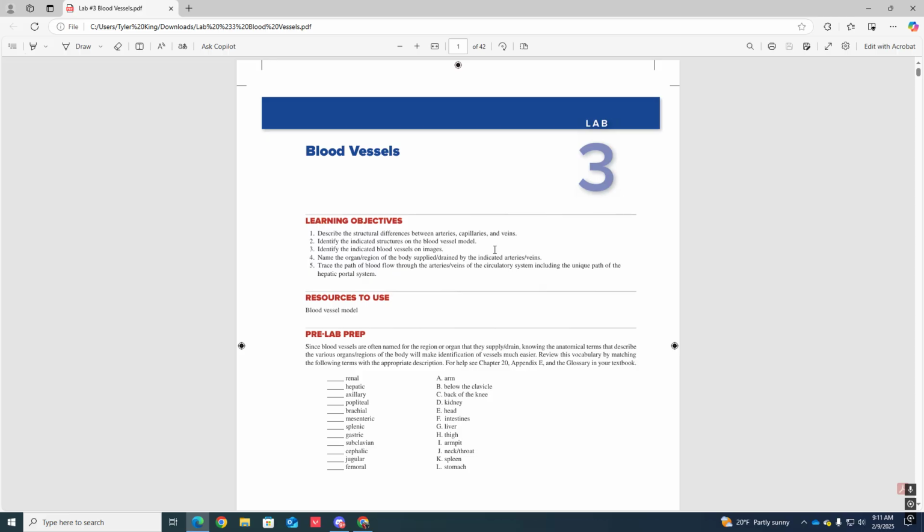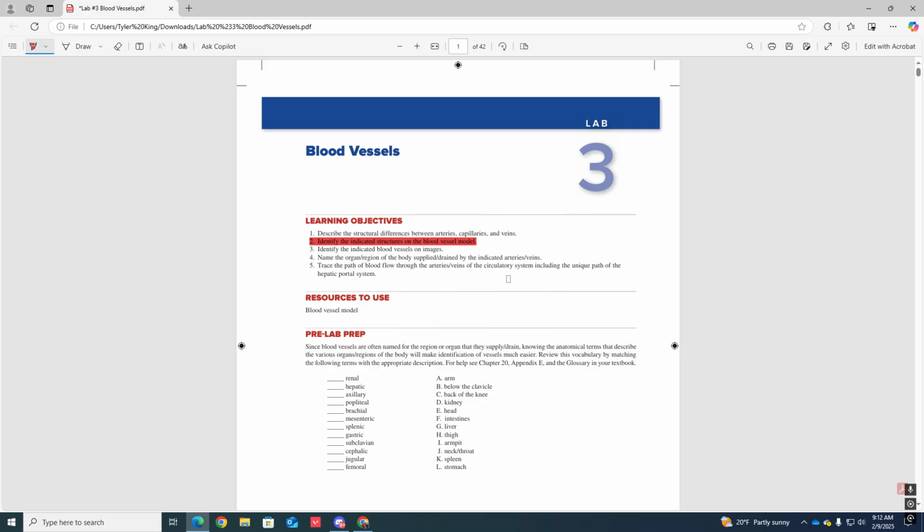Identify the indicated structures on the blood vessel model, which we won't really be able to do here on the video, but I'm just going to highlight this one right now since we'll say we did this one, even though we can't do it because we don't have the model here for the videos. You'll have to do that in class or on your own time if you go back down to the lab. Identify the indicated blood vessels on the images, which we have a lot of.